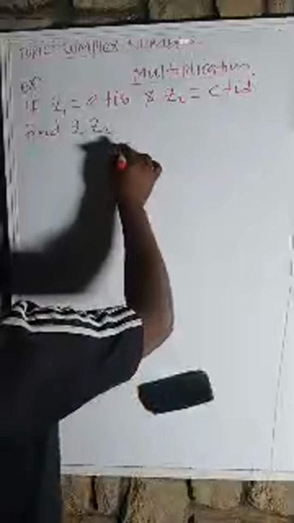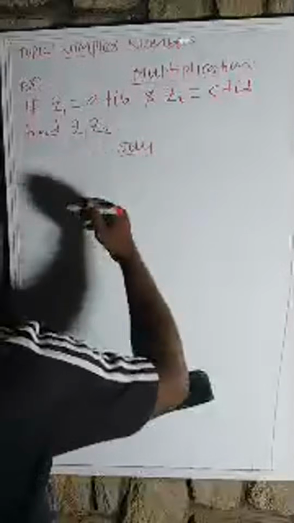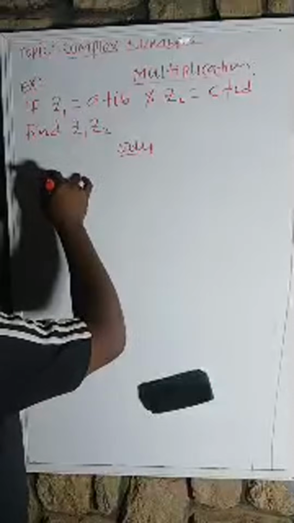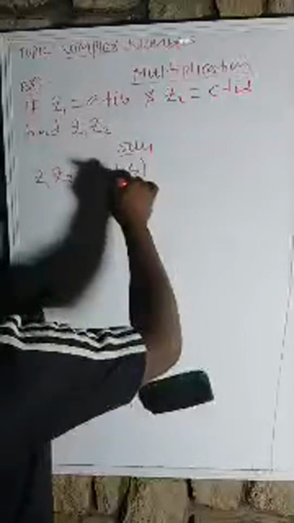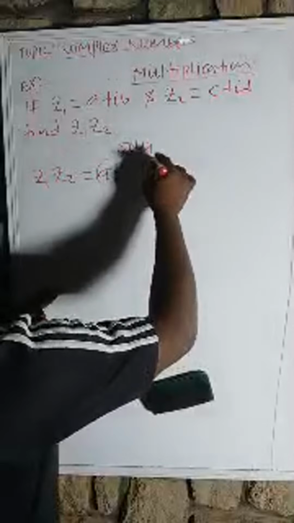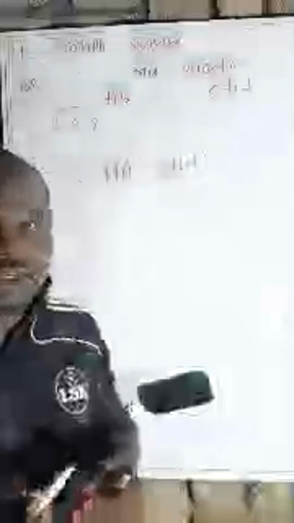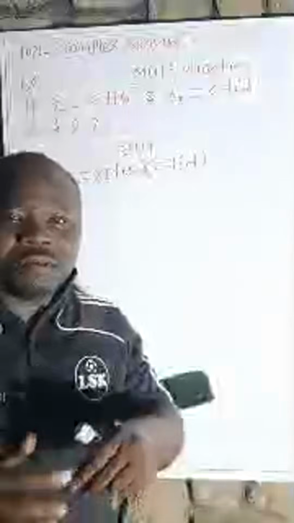So what you need to do, write the solution: z1 times z2 is equal to z1, which is a plus ib, put it inside the bracket, times z2, which is c plus id. I know very well that most of you don't know how to multiply two brackets, but I'm going to break it down for you to understand it better.